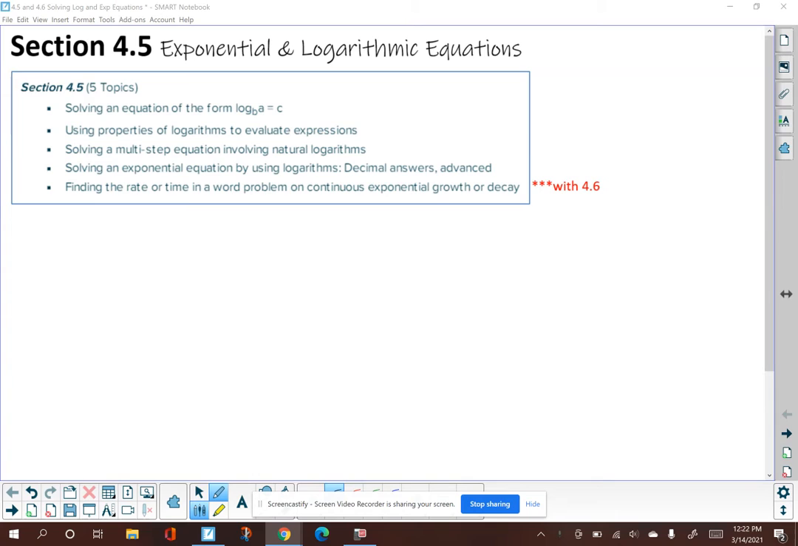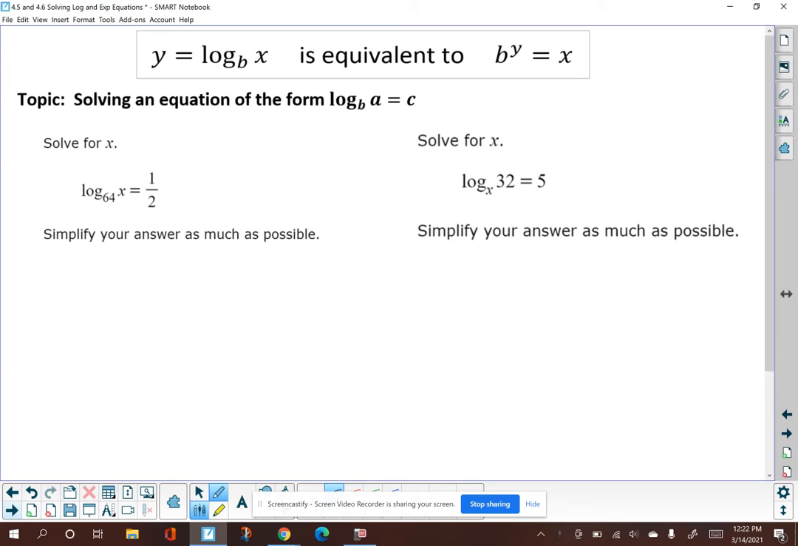In Section 4.5, there are 5 topics, but I'm going to put that last topic with 4.6 instead because, to me, it goes with 4.6 better than it goes with this section. Okay, so the first topic is solving log equations, and the way that we're going to solve these is by converting them into their equivalent exponential form.